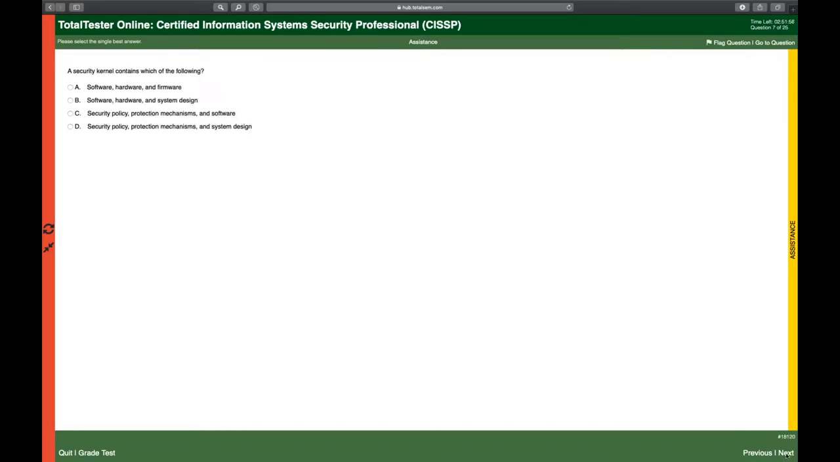Number seven, a security kernel contains which of the following? I'm ready. Anyone else? Actually, I'm taking a guess. I'm ready. All right, go for it. Zay. Actually, that's a guess. I have no idea. Anyone else? No, it's actually D. Actually, no, security kernel. Yeah, you're right.